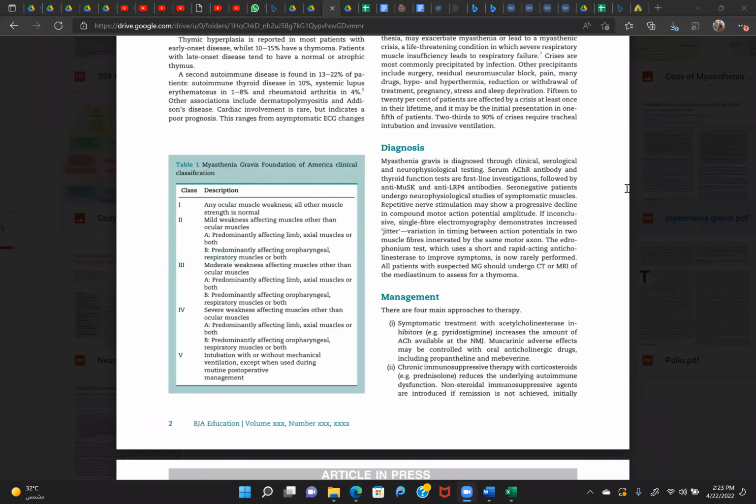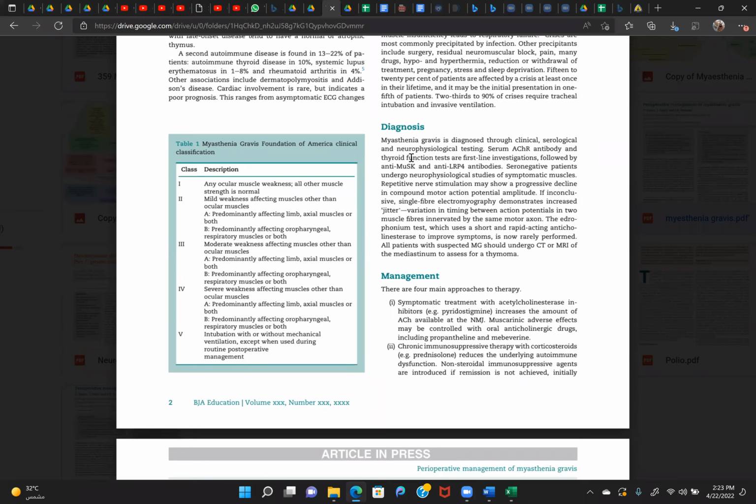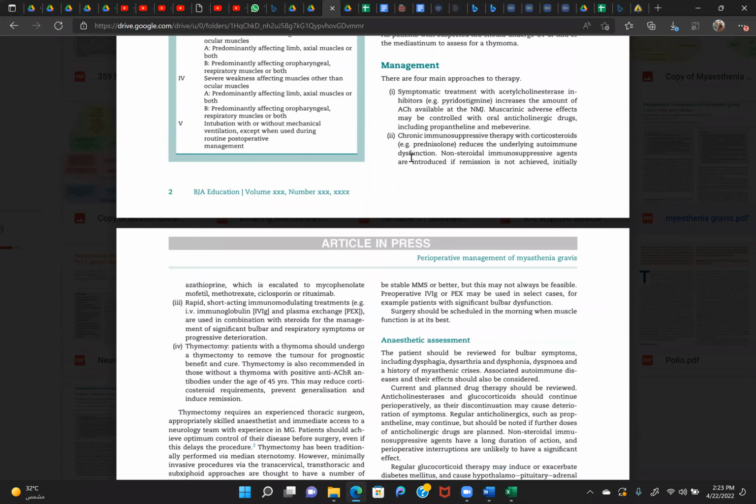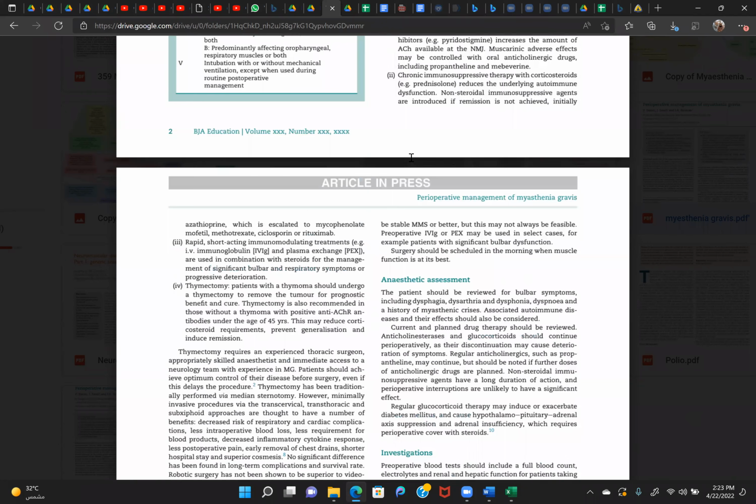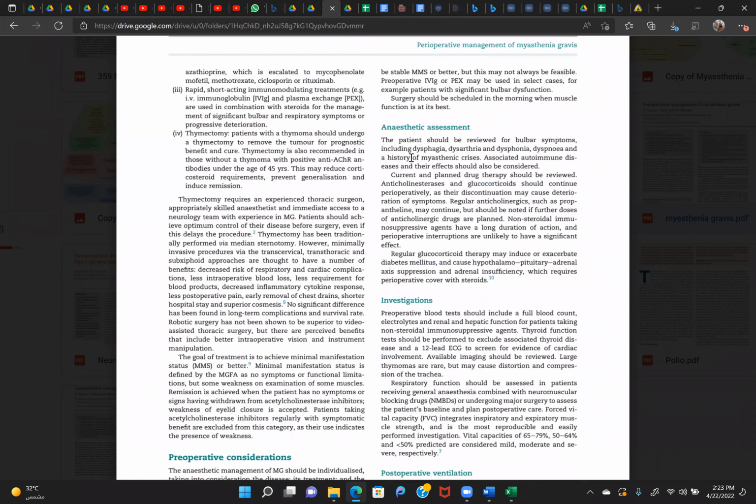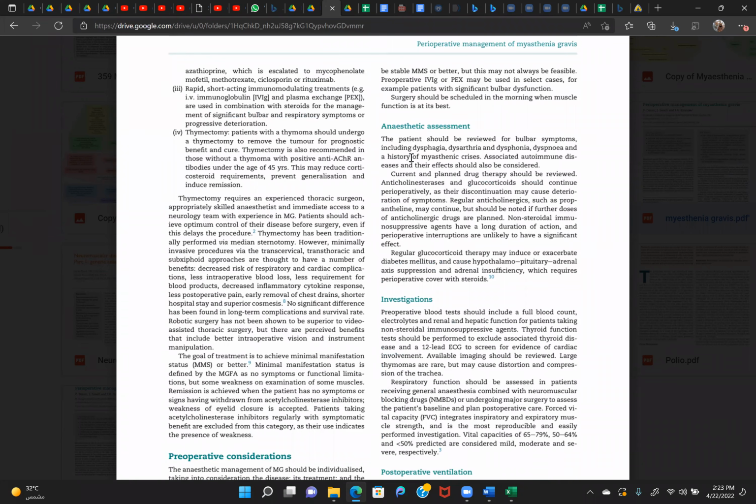So the ice pack test is done: we apply a cold pack on the eye, and for the myasthenic patient the power of the muscles improves. Why does it improve? The reason is not known. Very good, I think the reason is not known.